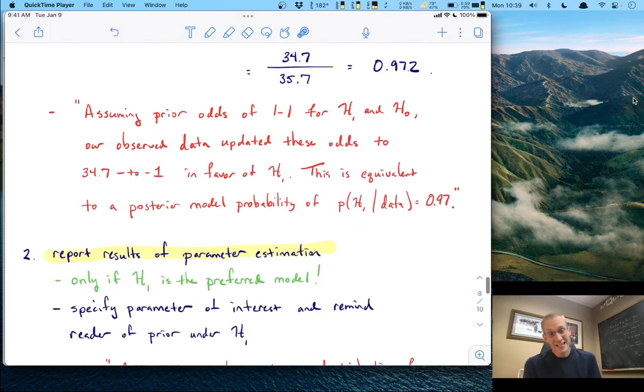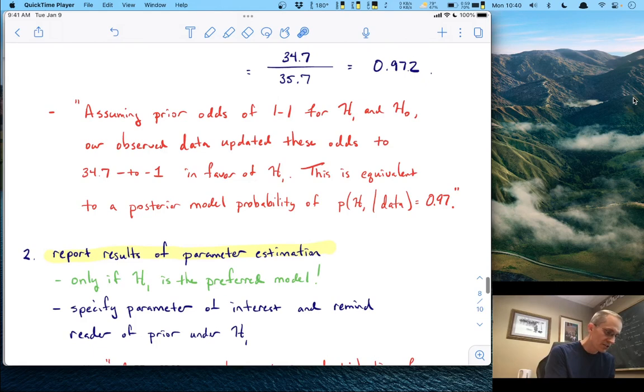Now, the last thing we'll do is report the results of the parameter estimation. Again, remember, this is only if H1 is the preferred model. Why? Because if H0 is the preferred model, you know what delta is. Delta is 0. There's no sense in doing an estimation procedure if you know the value already. So, only if H1 is a preferred model. We have that in this case.